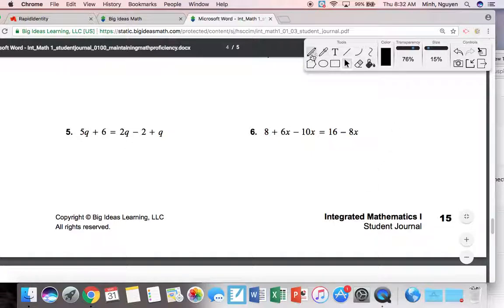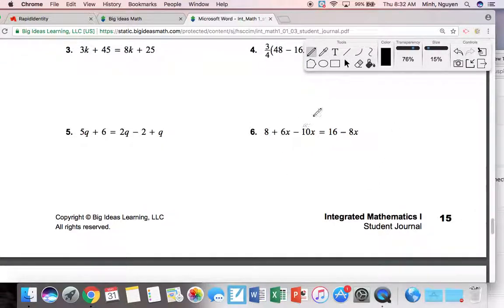Last one, sorry, on this page rather. Combine like terms. So these are like terms because they both have an x. So 6x minus 10x is really just essentially 6 minus 10. So we have minus 4x equals 16 minus 8x. That's the first step for you.